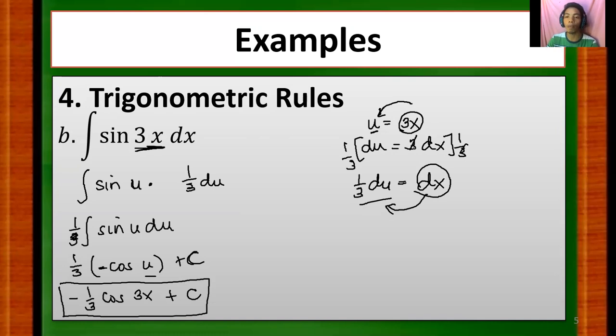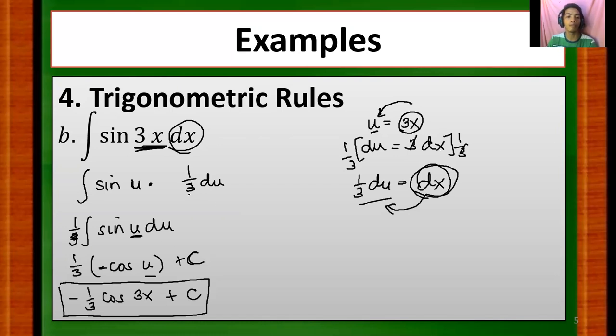So bakit sa 1/3? Para makancel si 3 dito. So 1/3, ito pong 1/3 nito, that is our integrating factor. So we have 1/3 du is equal to dx. So ibig sabihin, itong 3x sa ating original function ay pinalitan ko ng u at ang ating dx sa original function ay pinalitan ko ng 1/3 du.